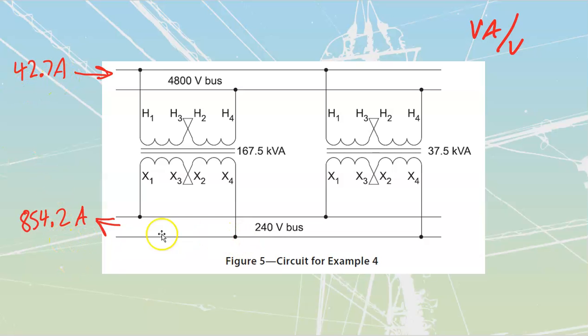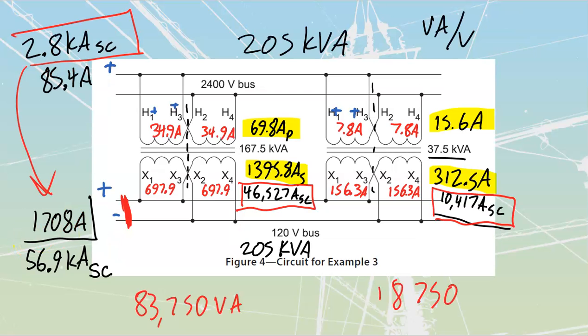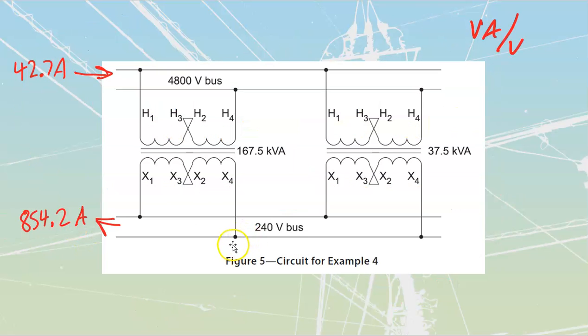And I take a look at my 240 bus over here, 854.2 amps. Compare that to 1708. Because we're at a higher voltage, we get half the current, but the VA is still going to be the same.